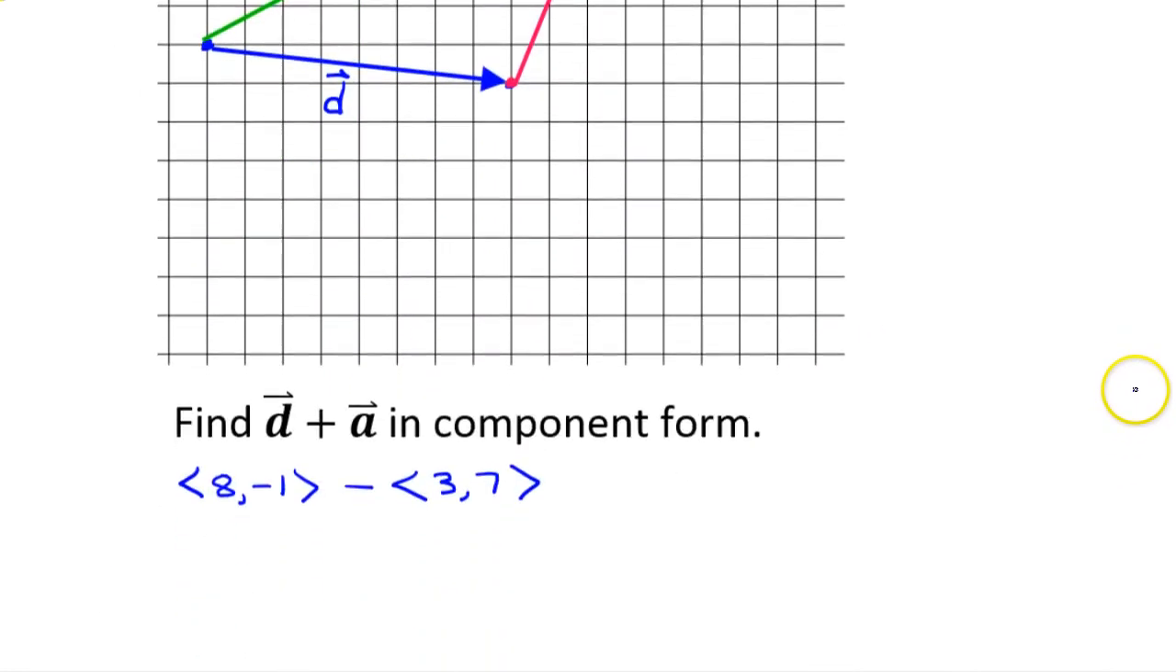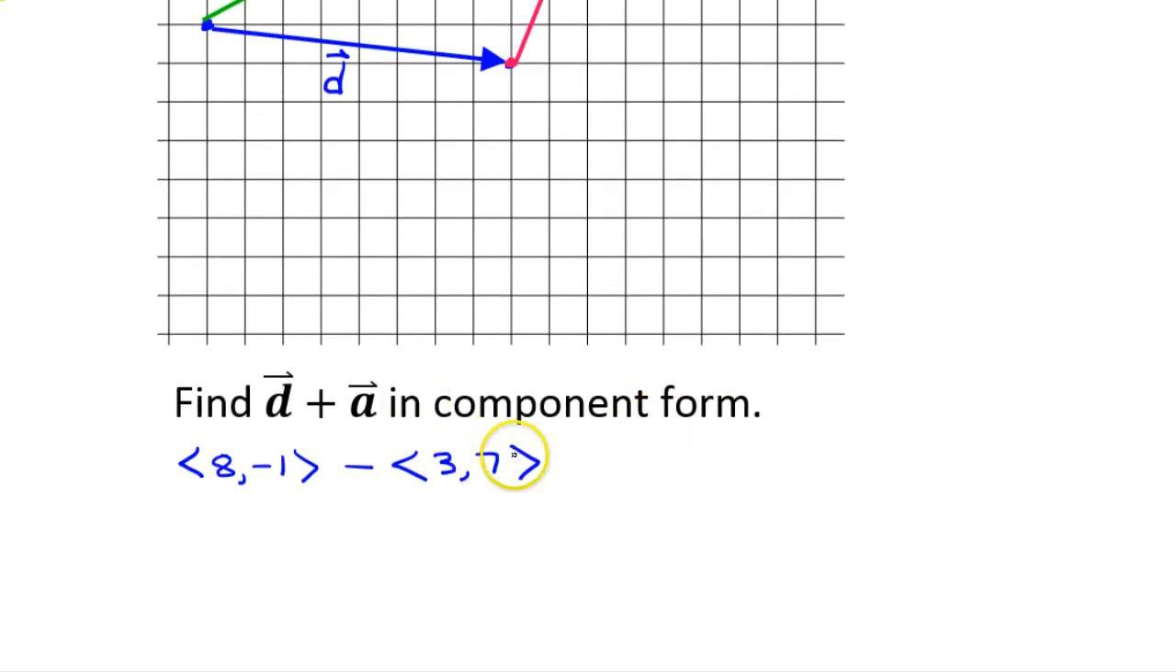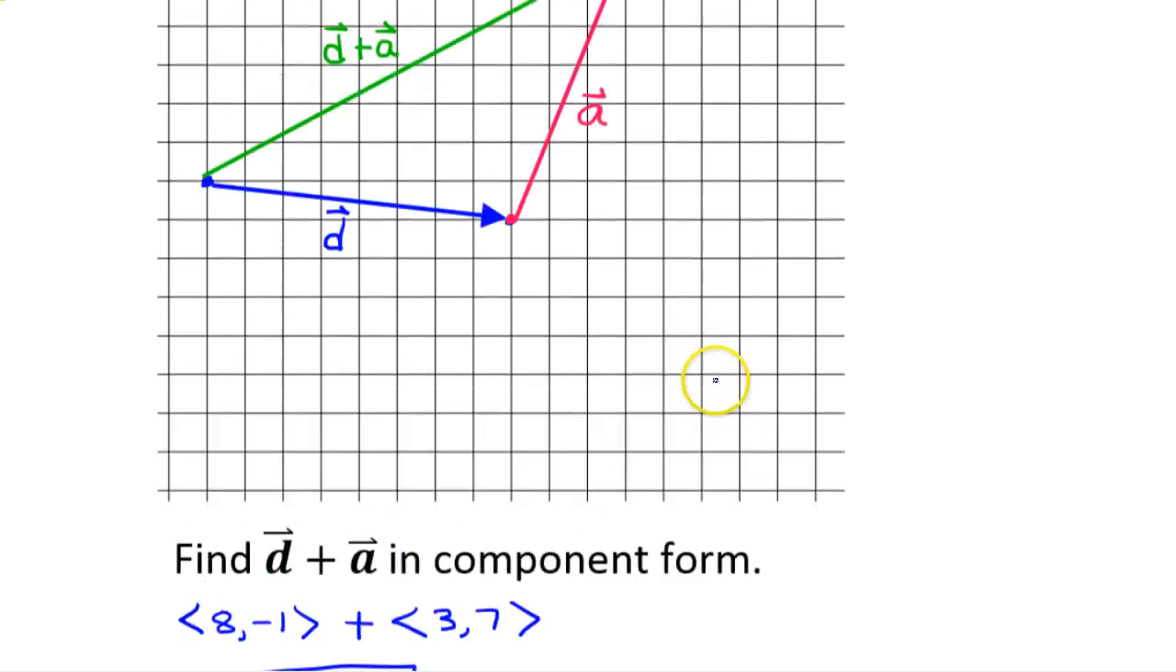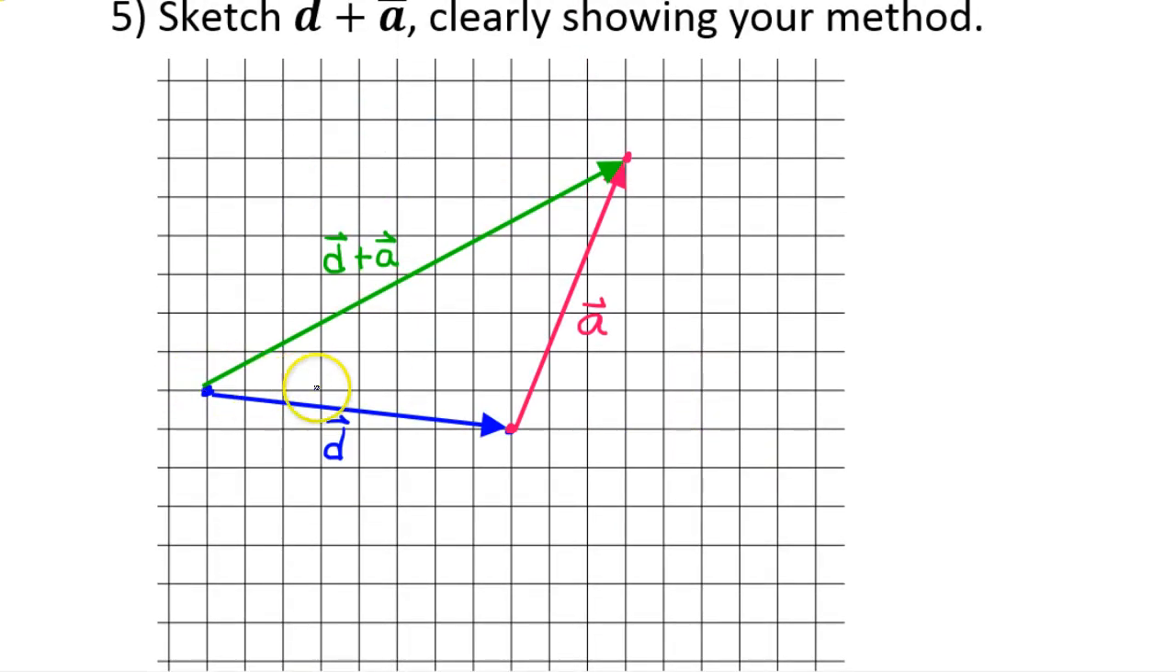So now we are supposed to find d plus a in component form. So let's just add the corresponding components. So 8 plus 3 is 11, and negative 1 plus 7 is 6. Alright, let's compare that to what we got graphically. So the resultant vector should be going right 11 and up 6. Let's check it out. From the initial point, if we go right 11 and up 6, it matches perfectly.